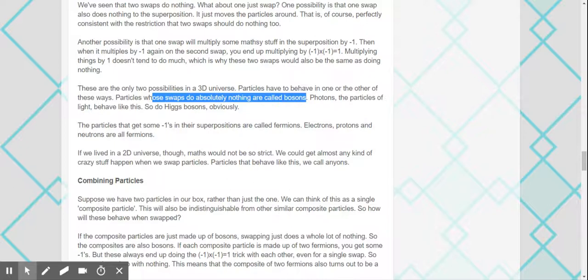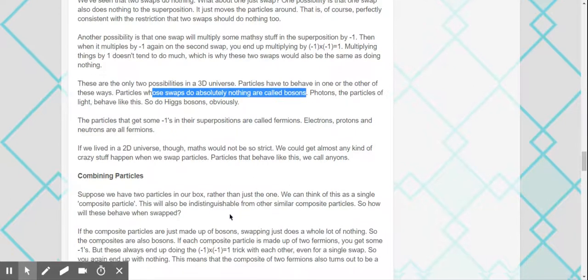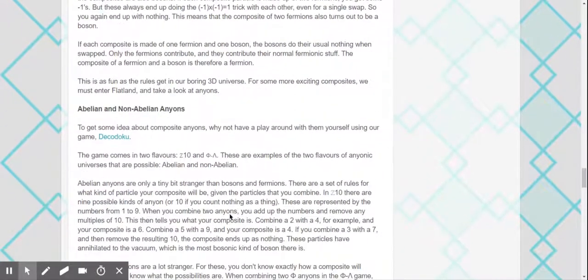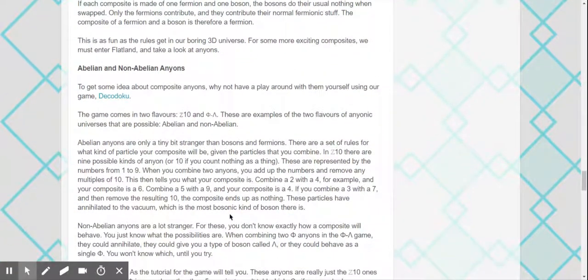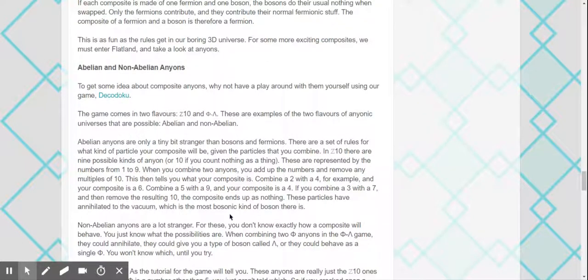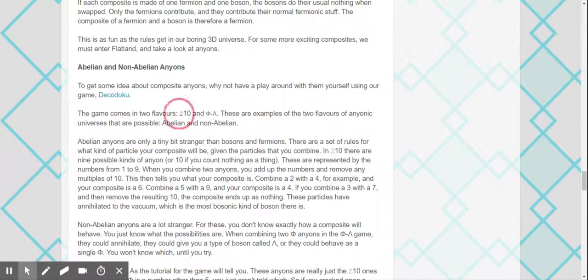If we lived in a 2D universe, though, the maths would not be so strict. We could get almost any kind of crazy stuff happening when we swap particles. Particles that behave like this we call anyons. Abelian anyons are only a tiny bit stranger than bosons and fermions.